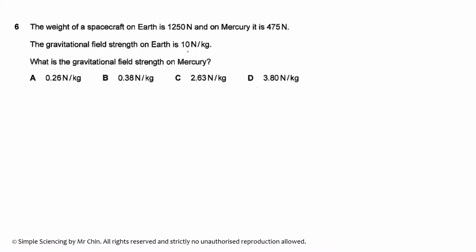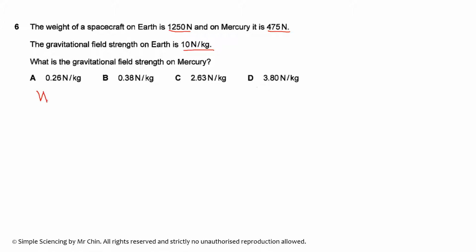Question 6. The weight of a spacecraft on Earth is 1250 newtons and on Mercury is 475 newtons. The gravitational field strength on Earth is 10 newtons per kg. What is the GFS on Mercury? So this concept tests you on the difference of weight to find gravitational field strength. There's a lot of information, so you should write down properly.